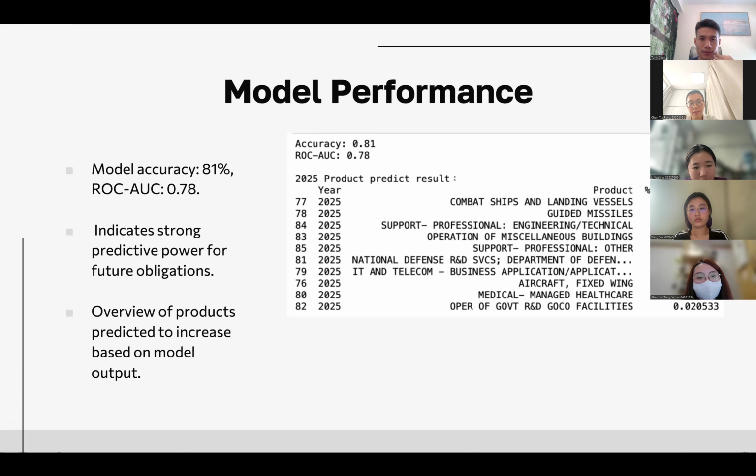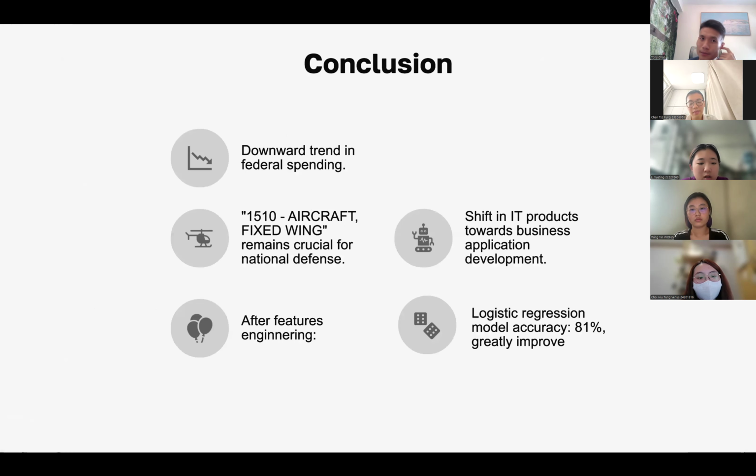In conclusion, the analysis reveals a downward trend in federal spending. Additionally, the shift in IT products toward business application development signifies an important transition in focus. After implementing feature engineering, the accuracy of our logistic regression model significantly improved, enhancing our ability to make informed predictions.